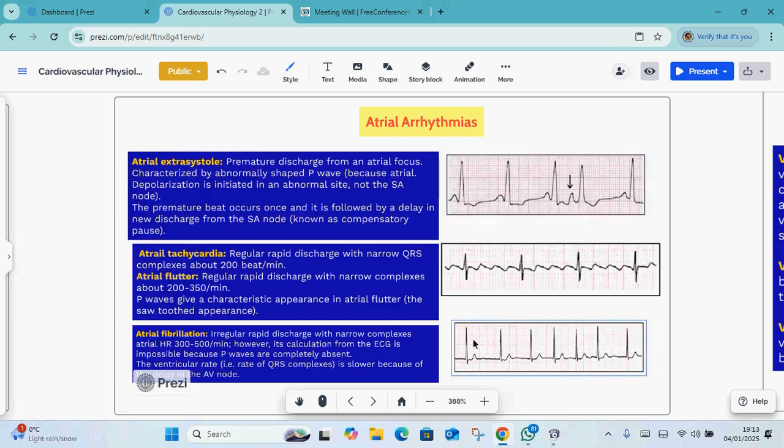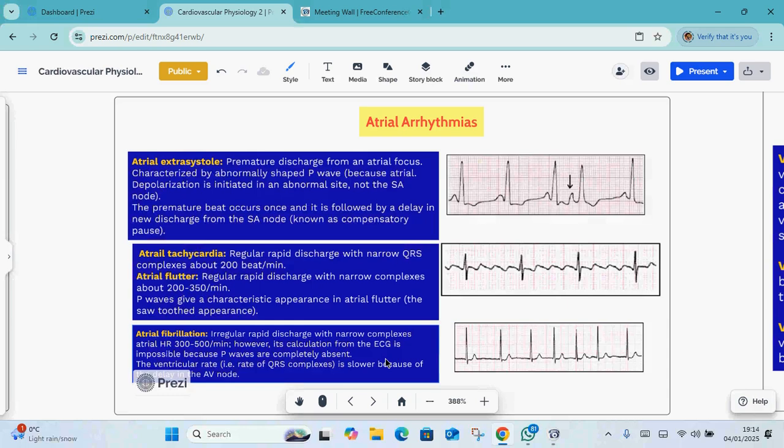they are not equal. The distance between R and R normally is equal. So look at this here, and look at this here, and this here. So this is called irregular. So in atrial fibrillation, number one, no P waves. Number two, the distance between R waves is not equal, so it is irregular. So you can't calculate the heart rate here because the distance between each R and R is not equal. This is called atrial fibrillation.